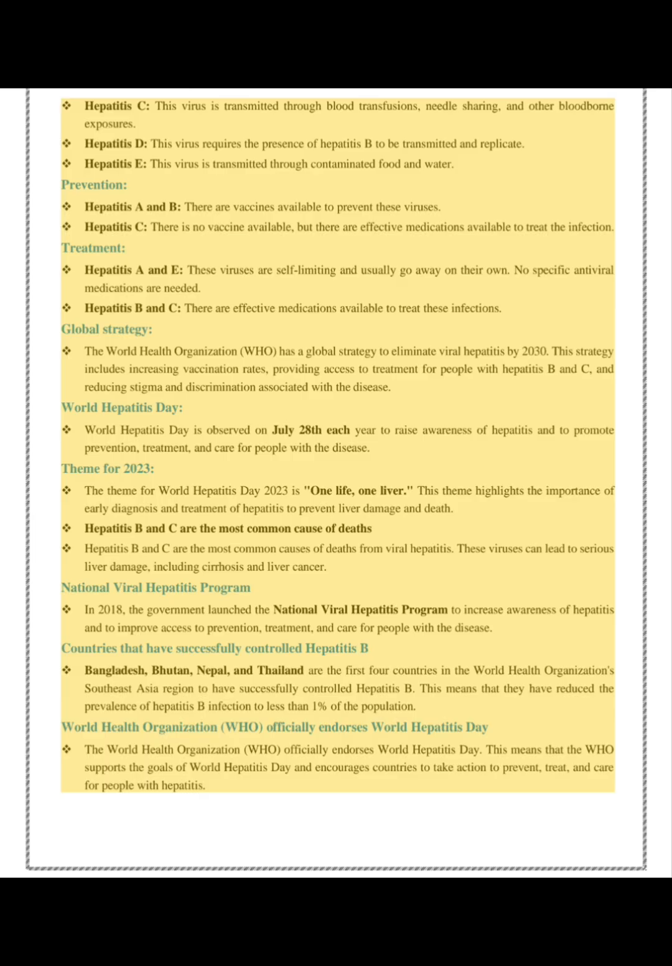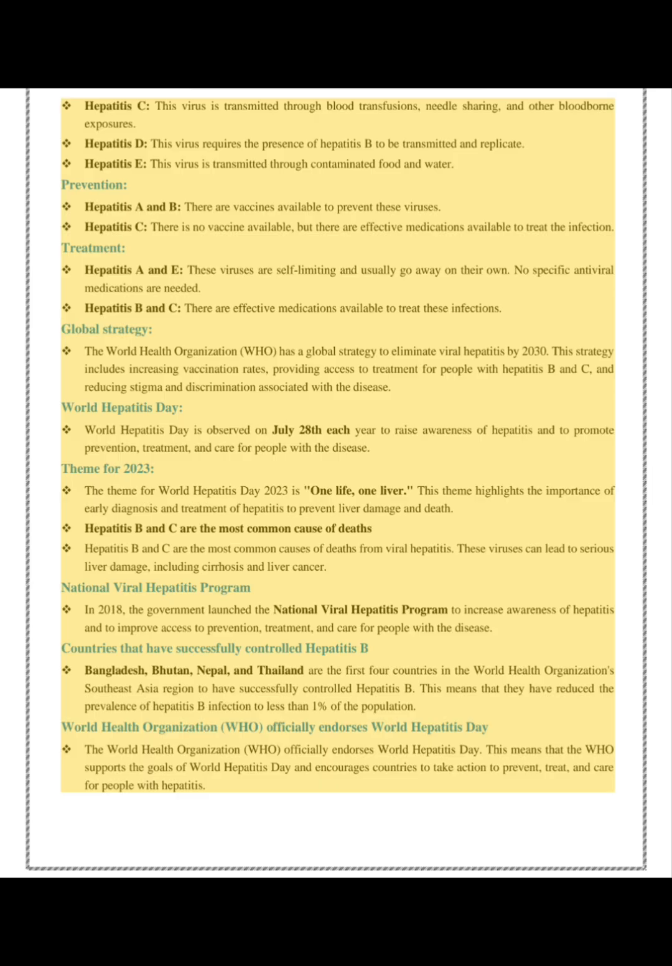Global strategy. The World Health Organization, WHO, has a global strategy to eliminate viral hepatitis by 2030. This strategy includes increasing vaccination rates, providing access to treatment for people with hepatitis B and C, and reducing stigma and discrimination associated with the disease. World Hepatitis Day is observed on July 28 each year to raise awareness of hepatitis and to promote prevention, treatment, and care for people with the disease.